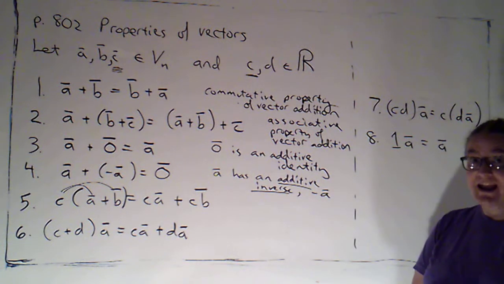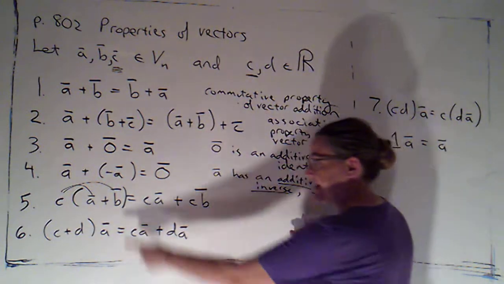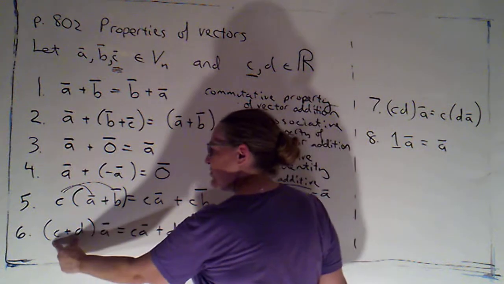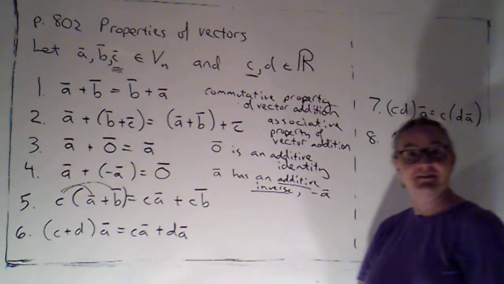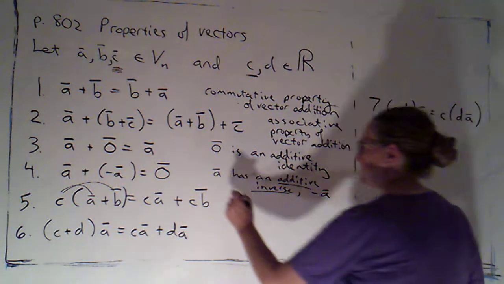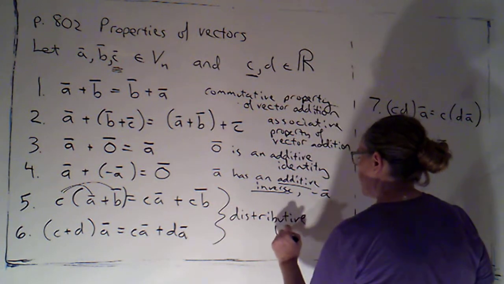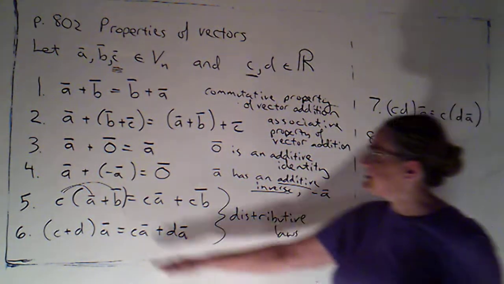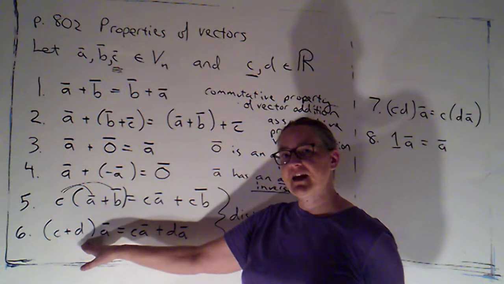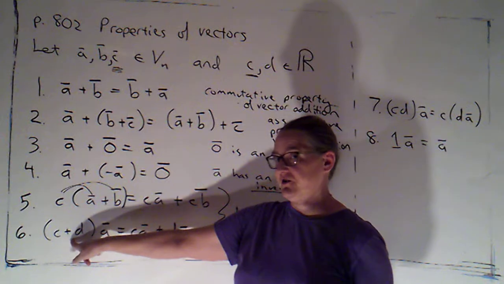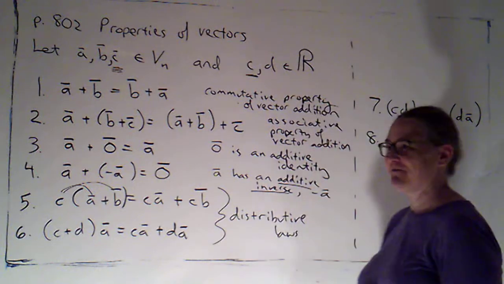Property 6 is also a distributive law, but it's a little bit different. Here, the things that I'm adding are scalars. Here, the things that I'm adding are vectors. If I add two scalars and then scale a vector A, I could just as easily have scaled that vector by each of those scalars and then added those results. Okay, so these are both distributive laws. And if I wanted to distinguish them, I could say scalar multiplication distributes over vector addition, and here I would say scalar multiplication distributes over scalar addition, or over addition of real numbers, to indicate which addition we're distributing over.